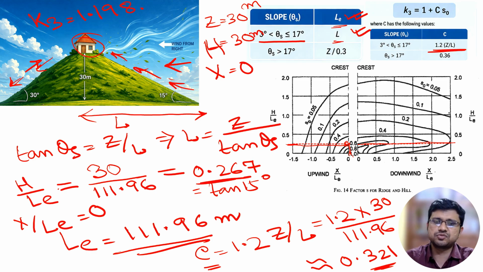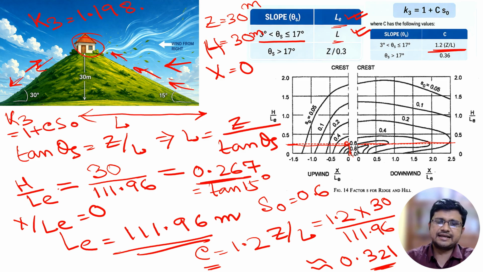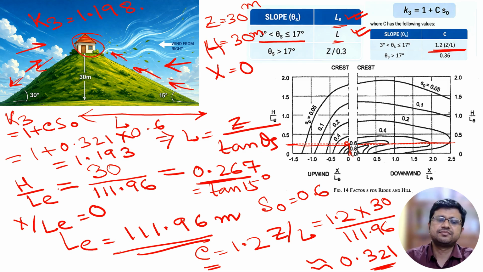So S0 is 0.6. So what will be K3? K3 will be equal to 1 plus C into S0, where C is 0.321 and S0 is 0.6. So K3 will be 1 plus 0.321 into 0.6. So it will be 1.193. So when the wind is coming from left, at that time K3 will be 1.198, and when the wind is coming from right, at that time K3 will be 1.193.